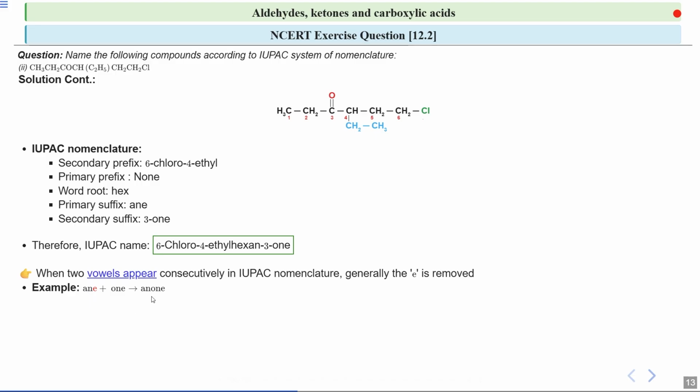So it is hexanone. If you see over here, this E is replaced by ONE, and this 3 indicates the position of the carbonyl group. Okay, now let's move on to the next part.